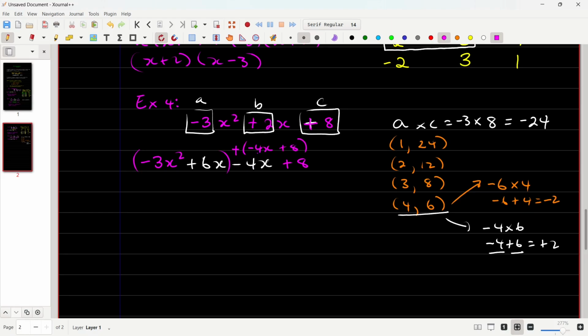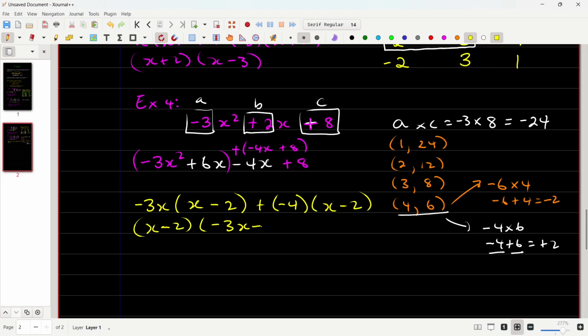And I can see right away it's negative 4x, so I will factor out this first pair. I'm going to take out negative 3x, and I'm going to get x minus 2. And this one I'm going to take out negative 4, so I'm saying plus negative 4, and I'm going to get x minus 2. And I can see right away I'm getting x minus 2, and I'm getting minus 3x minus 4.